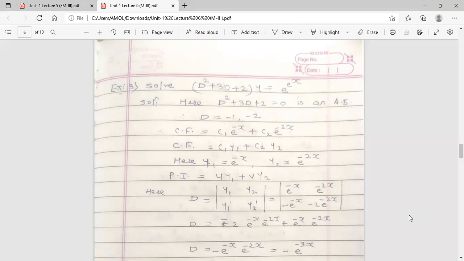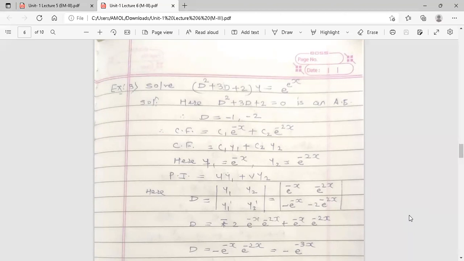So here all the methods to find a particular integral are over. We discussed three methods: the general method, the shortcut method, and third is the VP method, the method of variation of parameters, to find the particular integral, meaning to find the remaining half solution of the linear differential equation with constant coefficients. So here all the methods are over to find the PI.